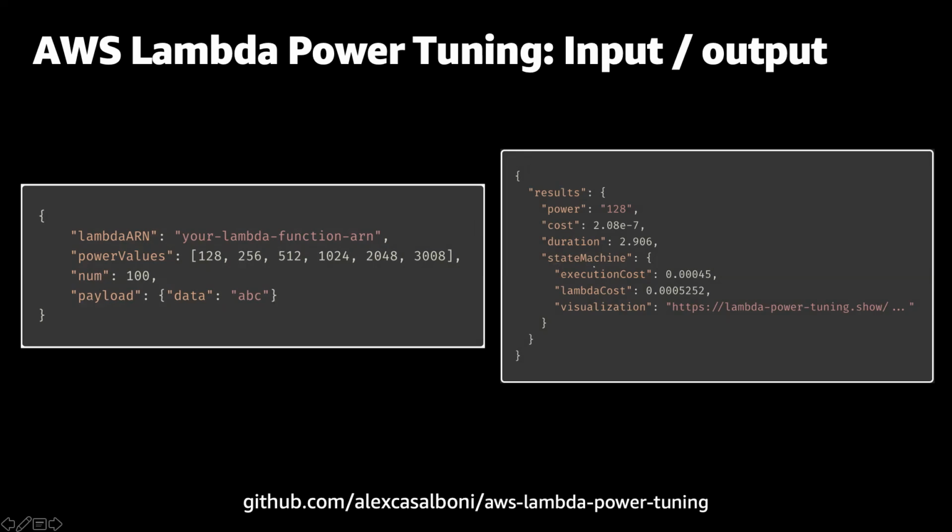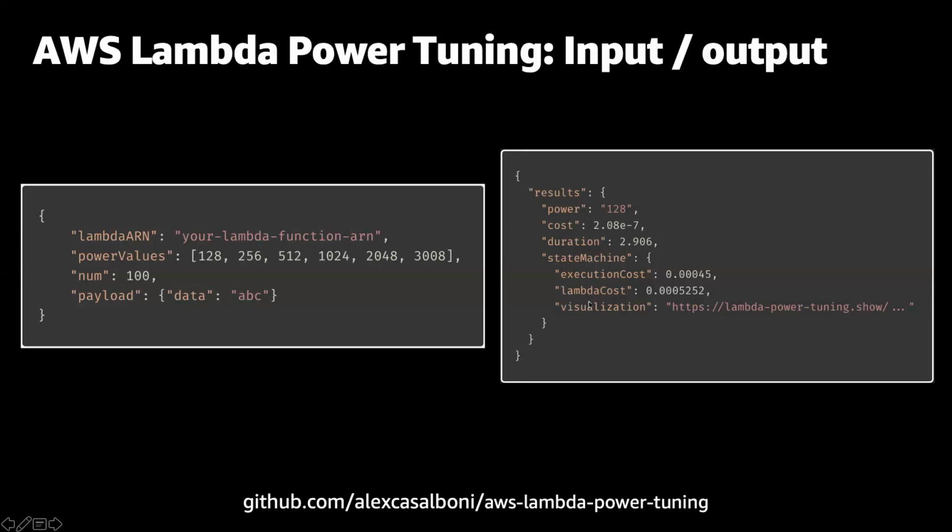And what you get as a result of this state machine execution is the optimal power, the average optimal cost, and the average duration for your function. You also get some metadata about the state machine itself. You get immediate feedback about how much you have spent for that state machine execution and for your Lambda execution cost. And as you can see, usually it's pretty cheap. You can run a power tuning run for something like 1/100th of a cent of a dollar. So it's pretty cheap. Everybody can afford power tuning their functions.